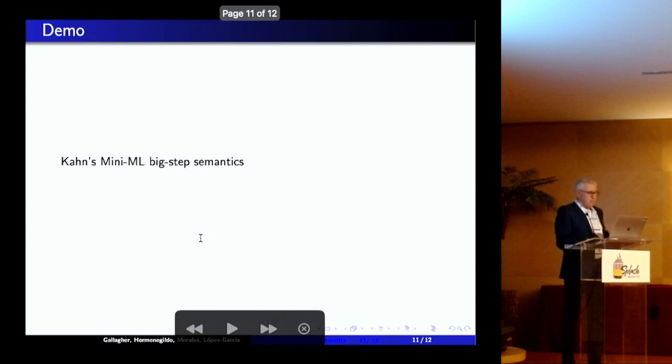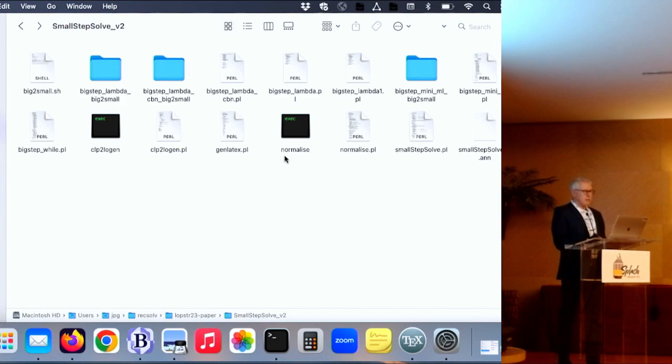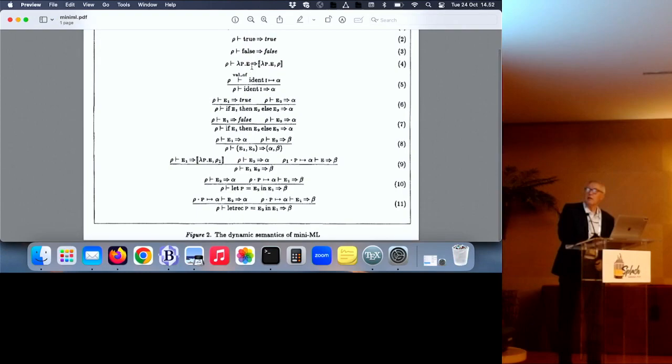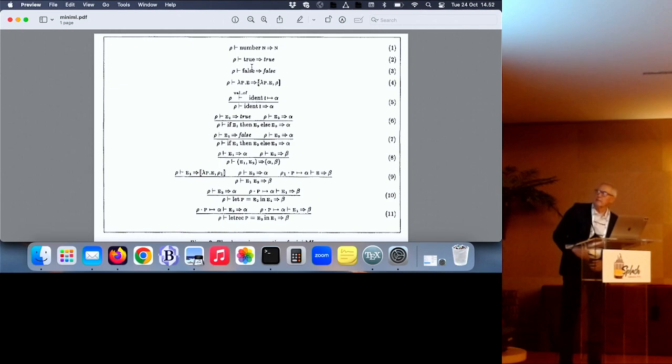So I'm going to give you a quick demo. I hope I've just about time. So if I look at Kahn's original paper, it contained the big step semantics for mini ML. So it's got let rec and let and application and an if then else statement. So it's a reasonably comprehensive lambda calculus.